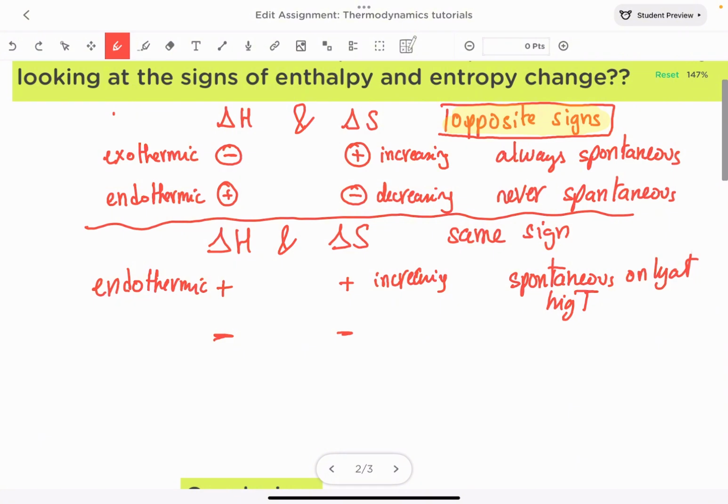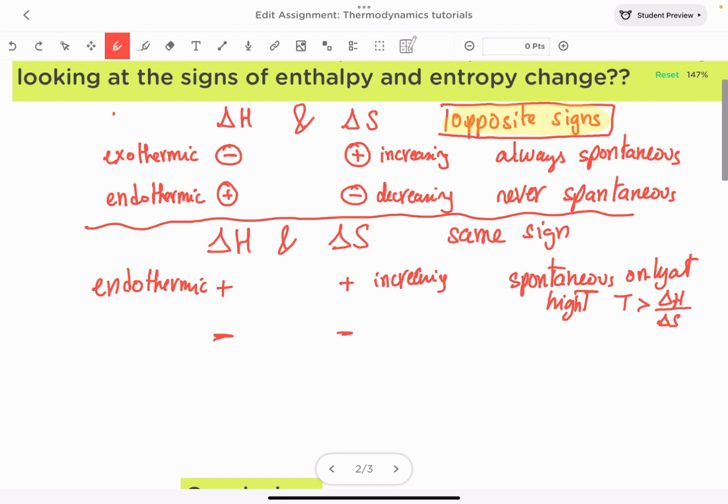It means that the temperature must be above a certain value to become spontaneous. So how is that? You just look at T and you say that temperature must be above delta H over delta S. So you just calculate the value of delta H over delta S, and you should say that the temperature must be higher than this value for the reaction to start being spontaneous.